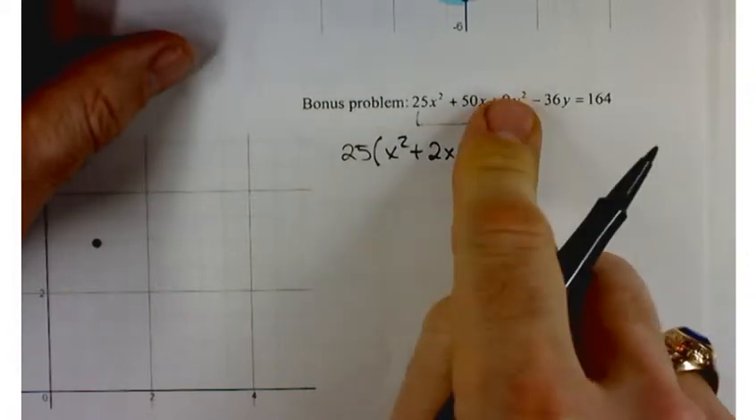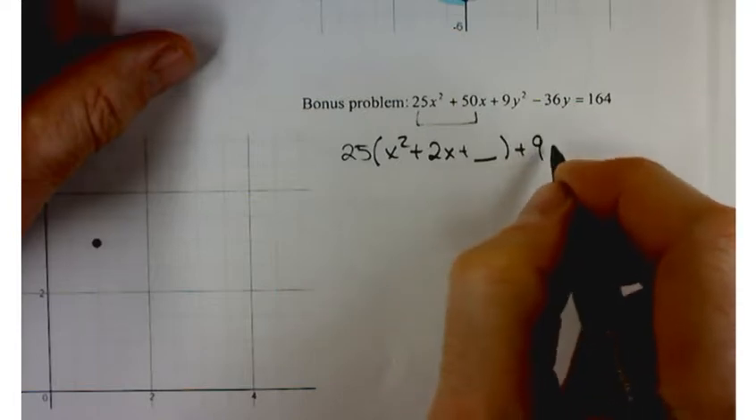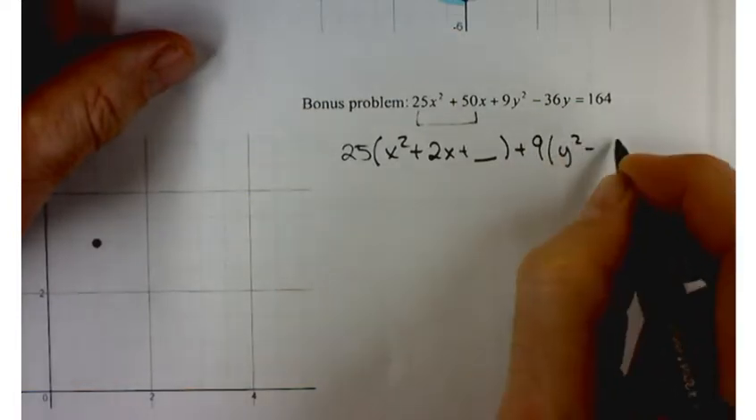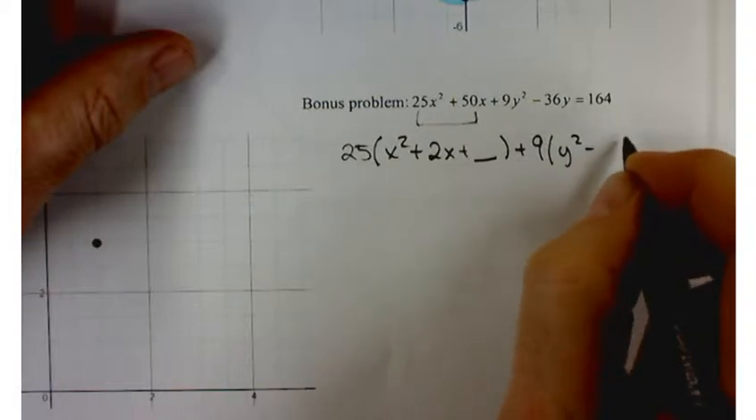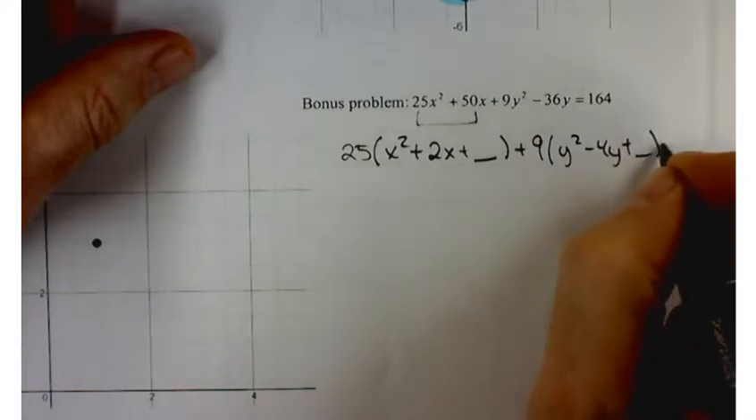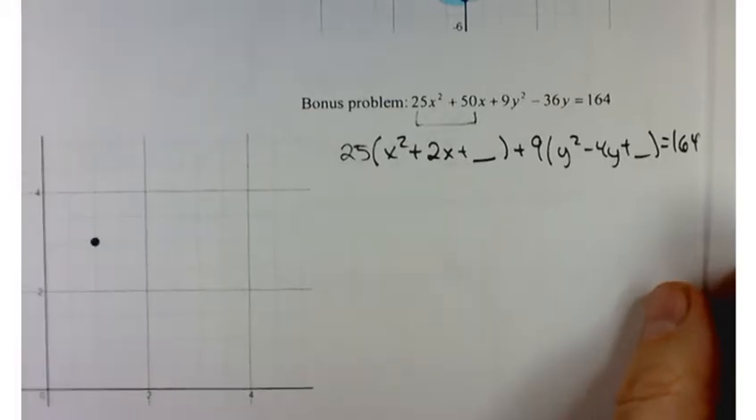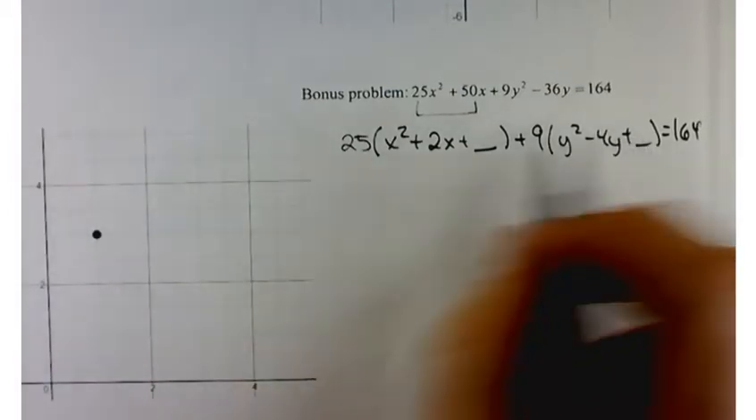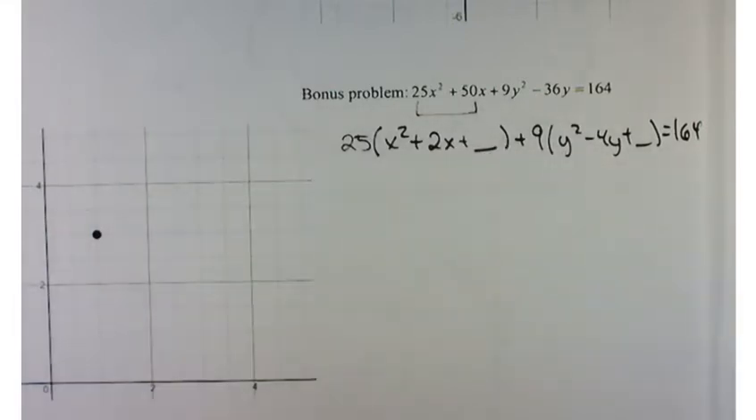And then we're going to do the same thing for the y squared and the y terms here. It's going to be 9 times y squared minus what? Good. 4y plus something equals 164. Okay. What I need to do now is complete the square inside the parentheses.